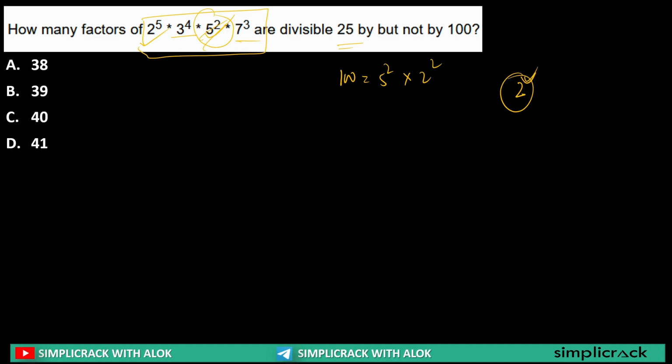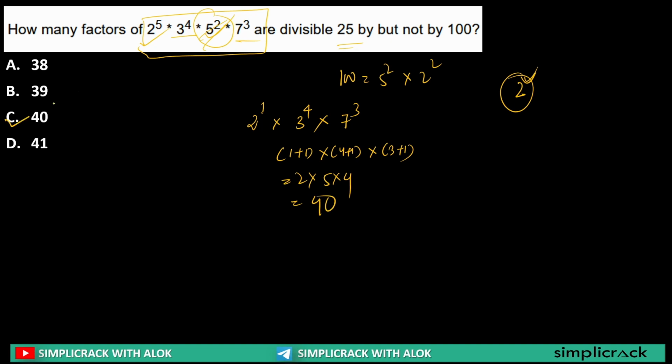I should keep one value. I should be keeping 1 power of 2. So it is 2 to the power 1 into 3 to the power 4 into 7 to the power 3. So the total number of factors will be 1 plus 1 into 4 plus 1 into 3 plus 1, that is 2 into 5 into 4, that is 40. So 40 is the answer. Very easy. I hope you know how to find out the number of factors.